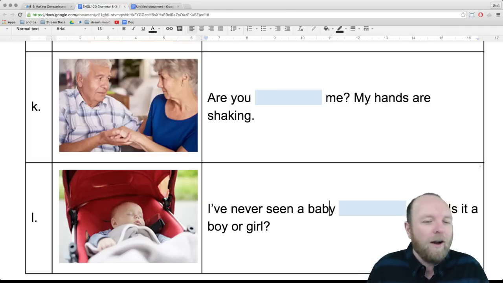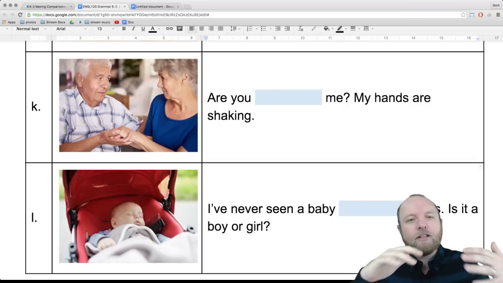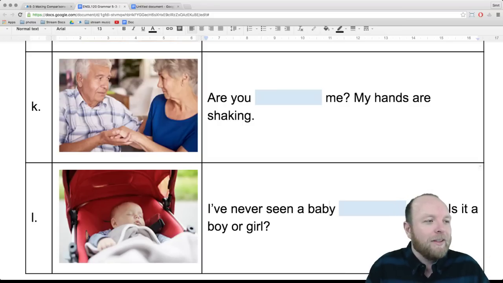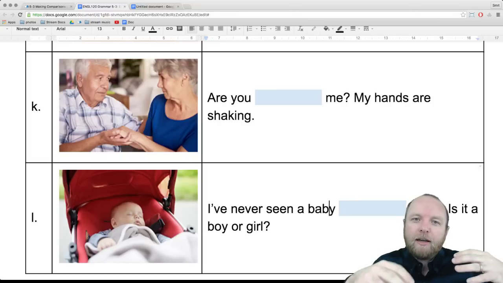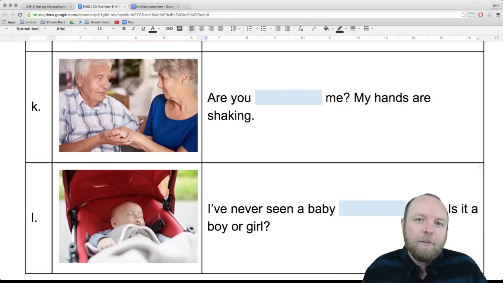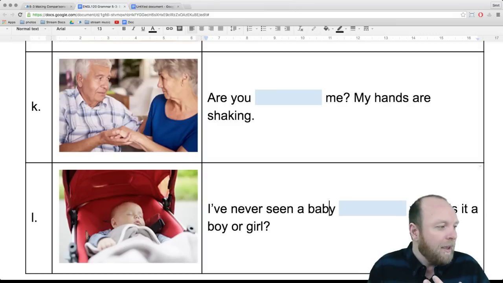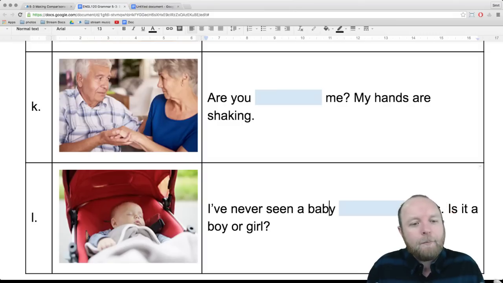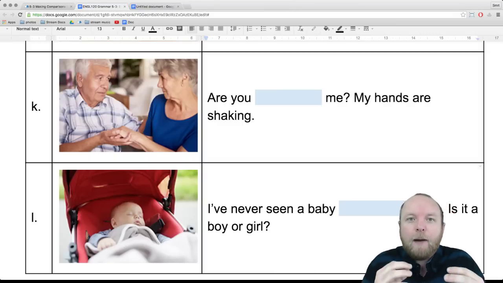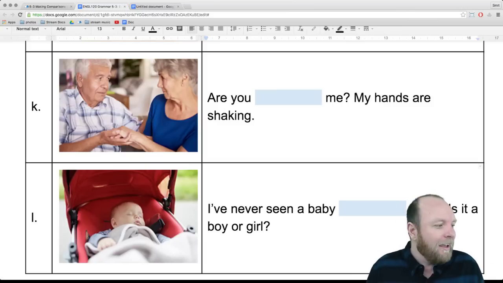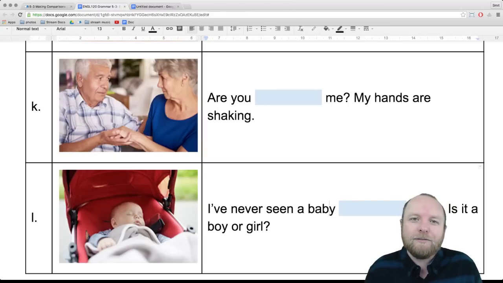K, why are your hands shaking? Oh, thank you. You're welcome, Deanna. Why are your hands shaking? Well, maybe I'm cold. Maybe I'm nervous. I think Marianne wrote shocked. Good job. Sabrina, as happy? Maybe. I guess if you're happy, you shake sometimes. Mohammed, as age as. Age is not an adjective, right? What's an adjective? Old. Right?